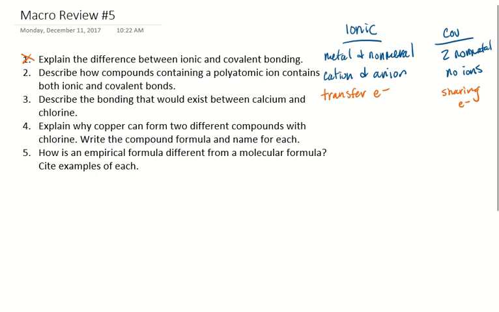Take NO3 for example. Nitrate. For nitrogen and 3 oxygen, we have all nonmetals. Everybody agree? So technically, the nitrogen is covalently bonded to the 3 oxygen. So within this polyatomic ion, we have all covalent bonds.